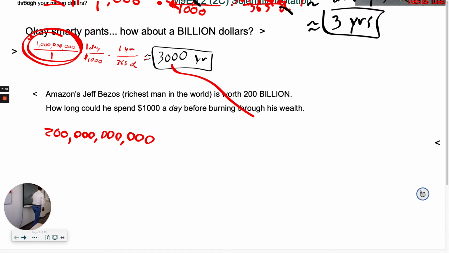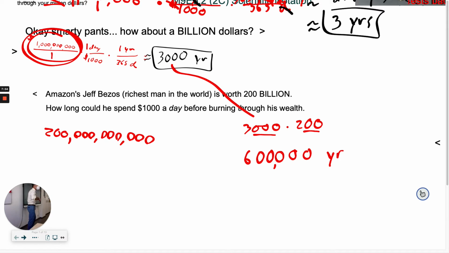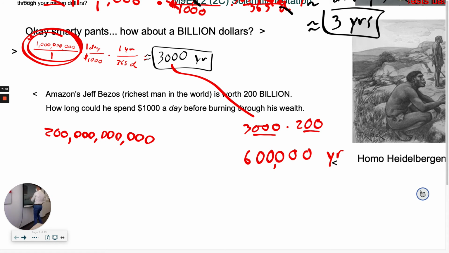Yeah. So you'd go 3,000 years. 200 sets of 3,000 years. So 6 and 3 zeros and 2 more zeros. 1, 2, 3, 4, 5. 600,000 years. What was happening 600,000 years ago? Who was? Yeah, right.